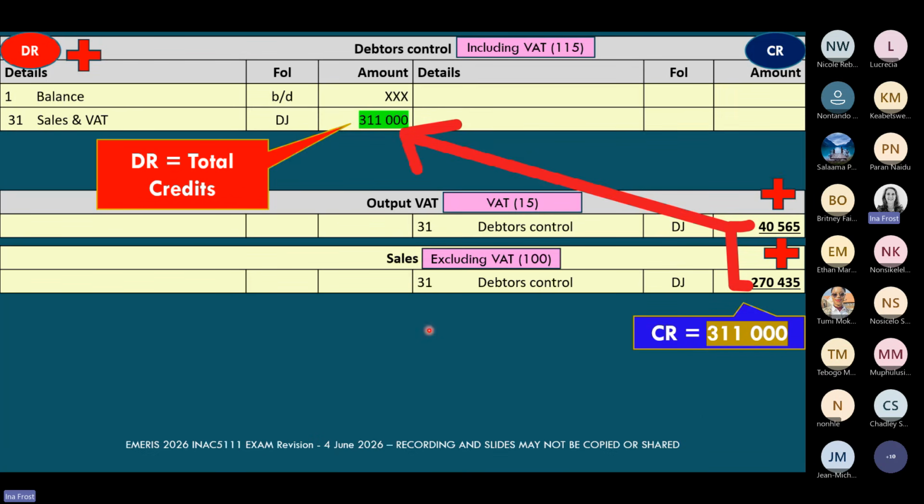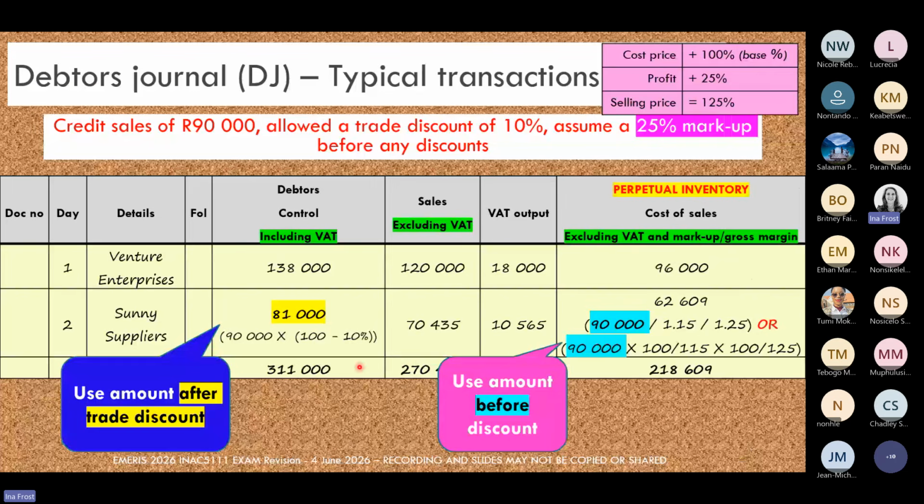And again, I'm using the totals. If I can just go back here, I'm using the journal totals, not the individual entries.